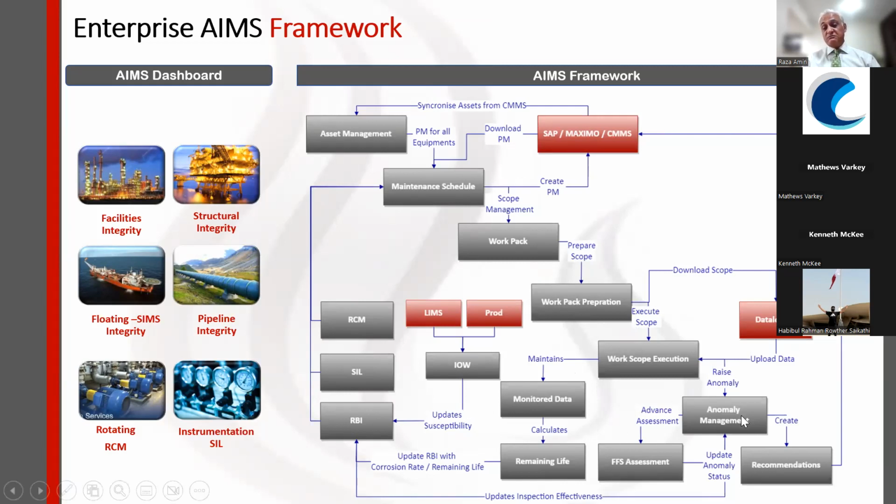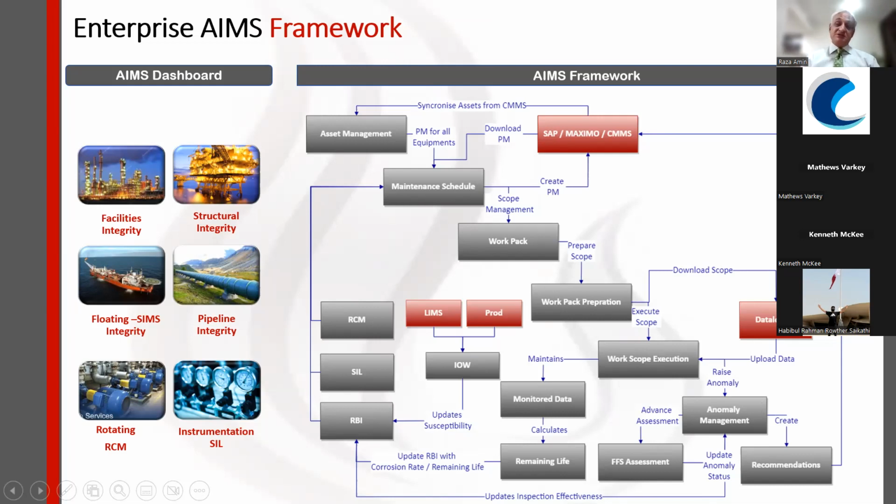After that, if you find any defect, that is managed through the anomaly process. Now, I have found that many companies pay a lot of attention to RBI, but what I call the back end of the integrity management, the anomaly management itself, gets little focus.